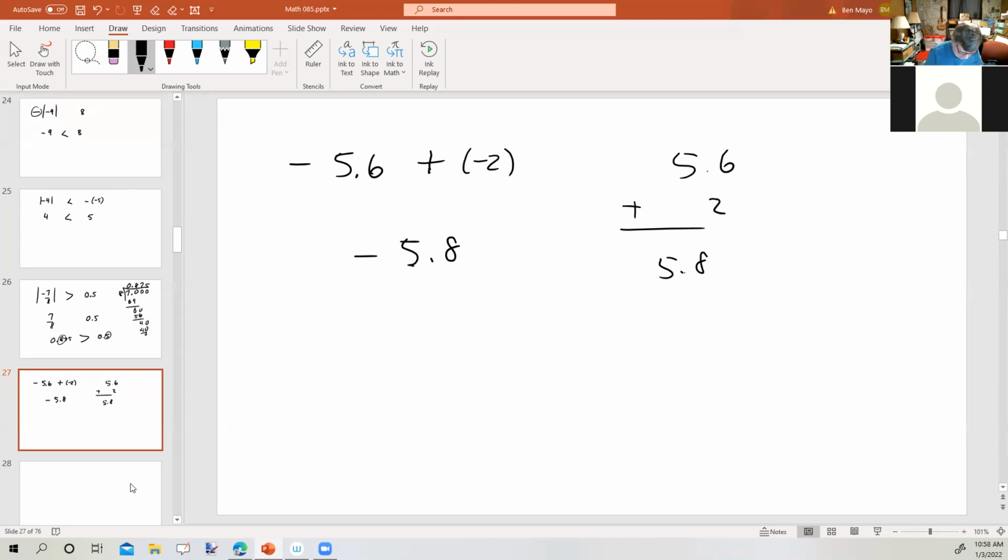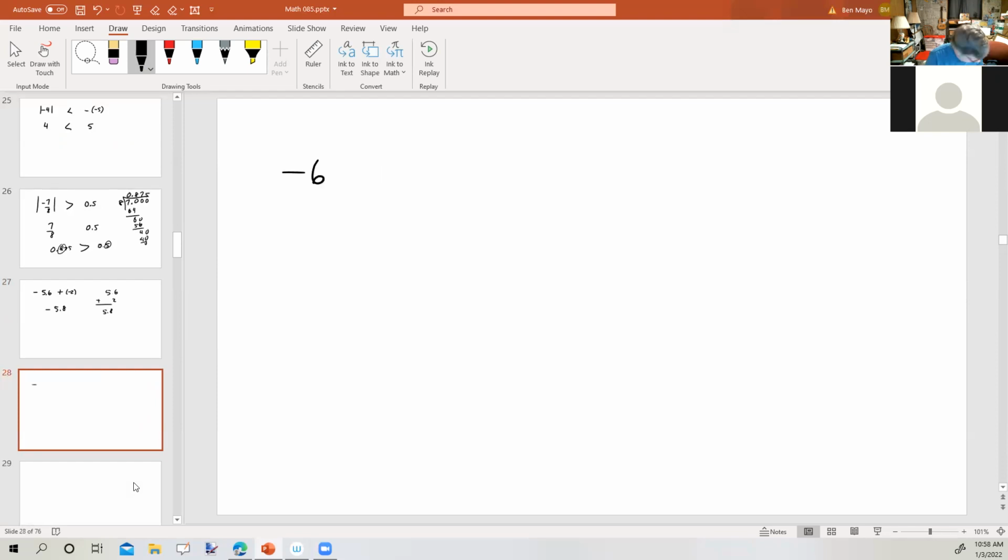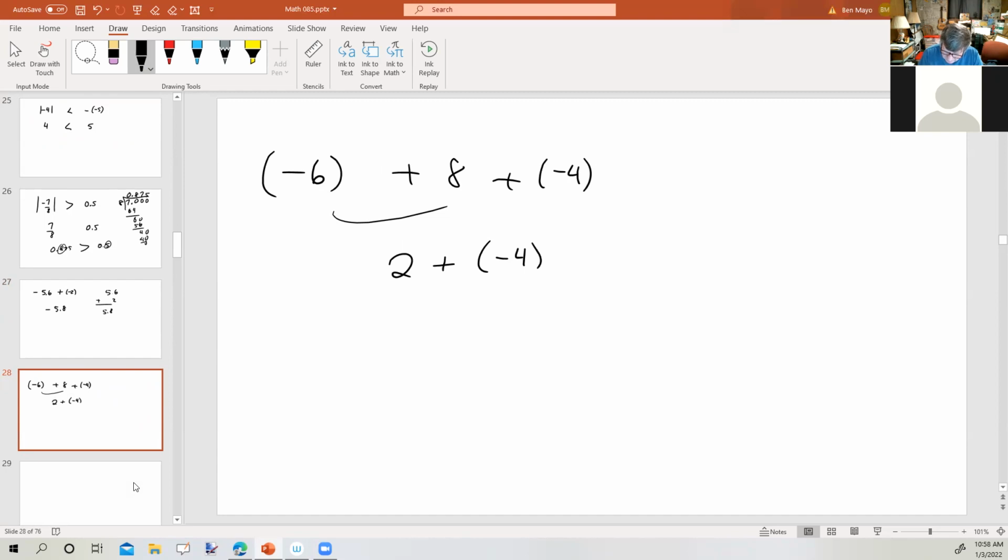Okay. How about this one? Negative 6 plus 8 plus negative 4. Addition from left to right, negative 6 plus 8 would be a positive 2. 2 plus negative 4 would be a negative 2. So the final answer would be negative 2.